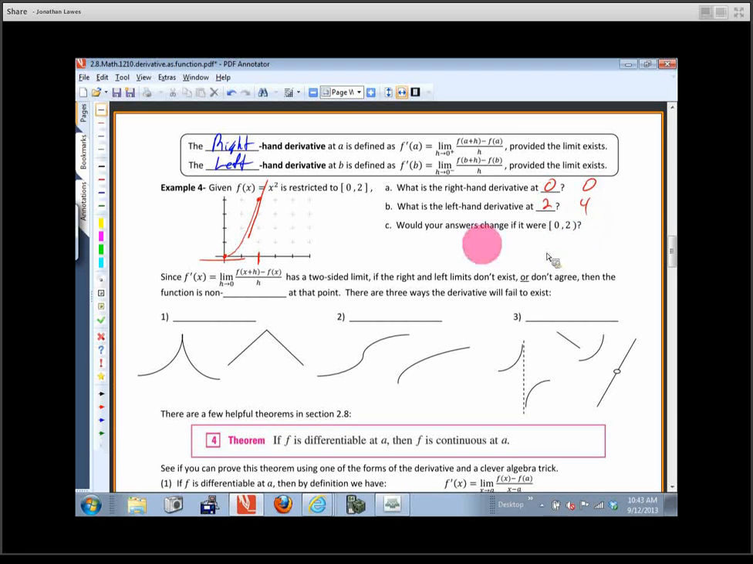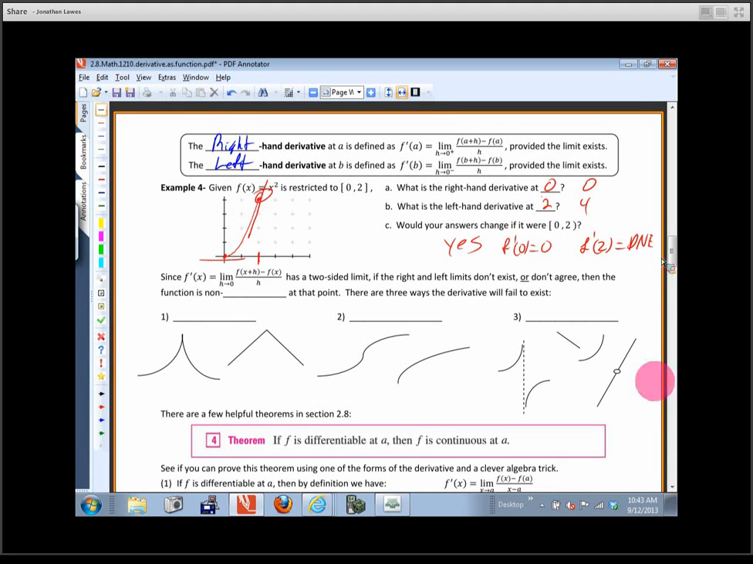And then it says, would your answer change to the questions above if the interval were from 0 to 2, not including 2? Would it have a point there? So yes, it would change. This answer would still be the same. So f prime of 0 would still be 0, but f prime of 2 would not exist. It wouldn't exist because we wouldn't have a point there. You can't really have a tangent line at a point if you don't even have a point there. Does that make sense?